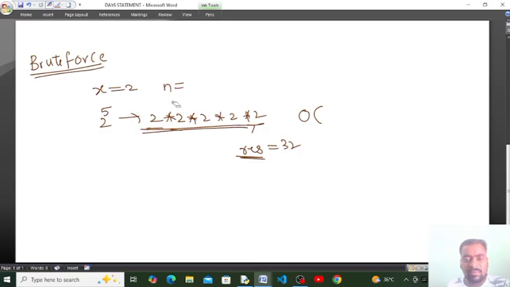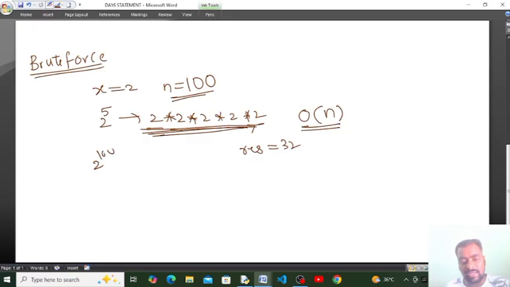For example, if the power is 10, it means you have to multiply 2 with the result 10 times, so it takes 10 units of time. So the time complexity of this approach is order of n. You have understood this, right? For example, if n is 100, it will take 100 units of time to give the answer of 2 to the power of 100.